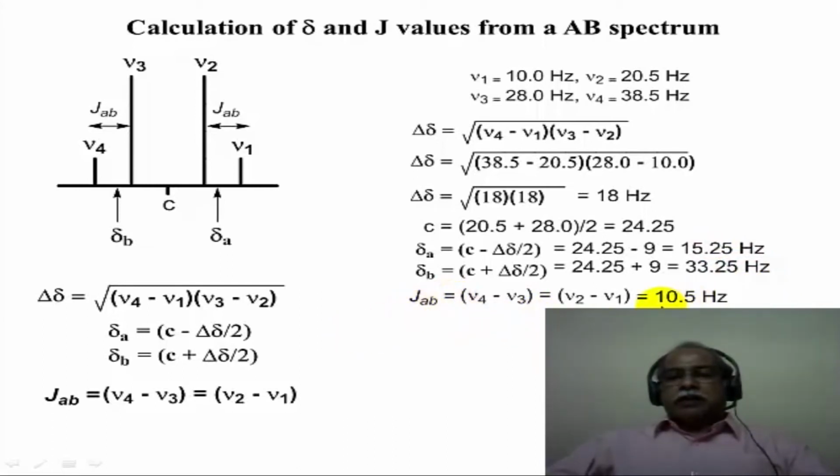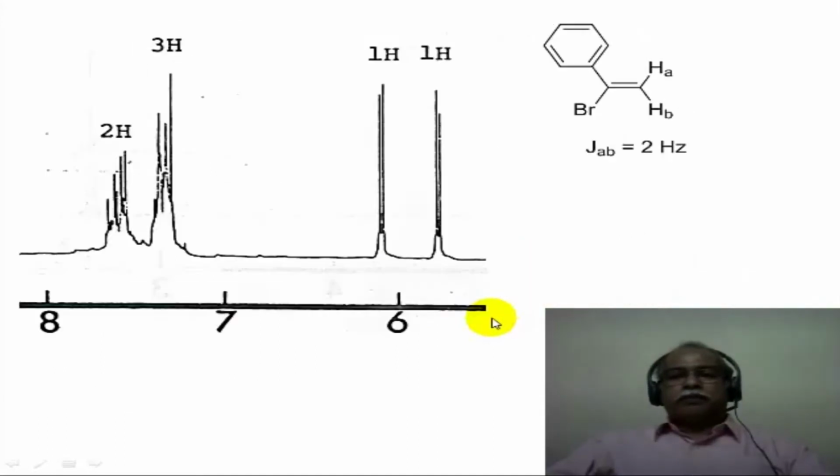JAB of course is here 10.5 Hz, which is just the difference between line 1 and line 2, or line 3 and line 4, about 10.5 Hz. So an AB quartet is a fairly simple system to analyze. One can extract information essentially about the delta values and the J value corresponding to JAB from the spectrum.